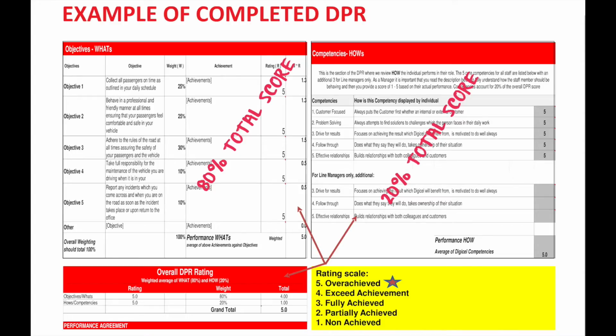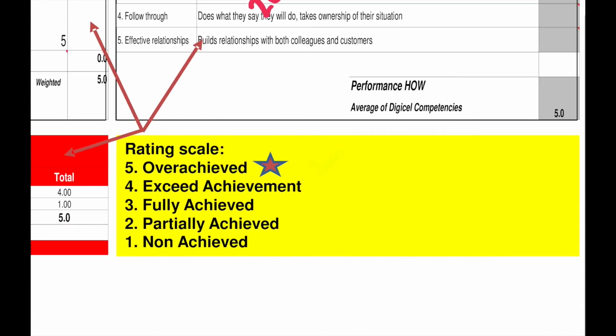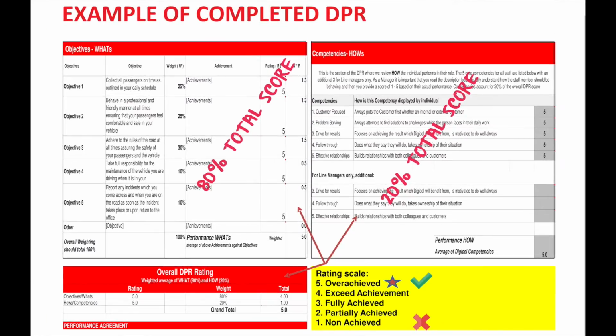The maximum rating you can get is 5, which means you have overachieved, and the minimum rating you can get is 1, which means you did not achieve. In this example, we have given this person the highest rating possible, a 5, for all objectives and all competencies. However, within Digicel and most large companies in the world, you will have a small percentage of staff who will achieve a low rating. You will also have a small percentage of your staff that will achieve a high rating. The majority of the staff will score a midway rating.